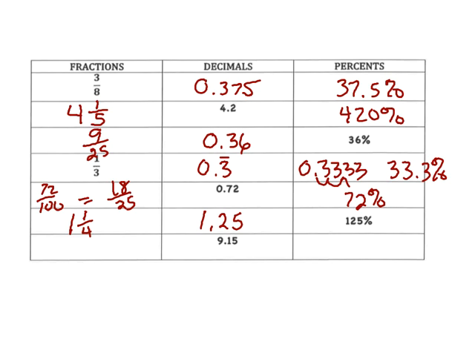9.15, move the decimal 2 spaces to the right, 915%. As a fraction, 9 and 15 over 100. We know that we can simplify the fraction by dividing by 5, 9 and 3/20.